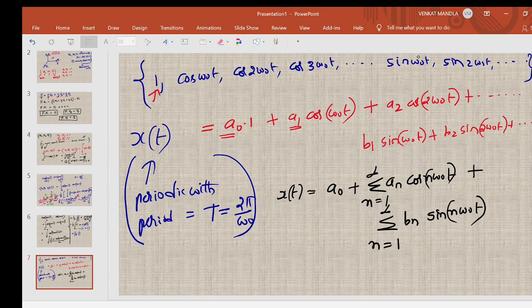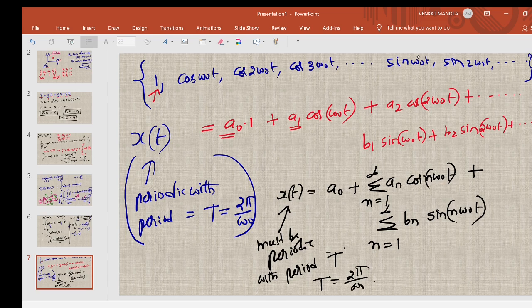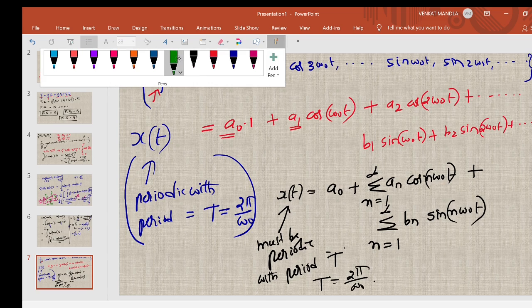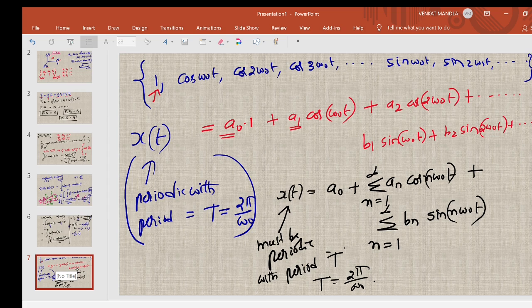This is called the Fourier series representation. The condition here is x of t must be periodic with period capital T, where T is 2 pi by omega naught. If I have a signal periodic with period 2 pi by omega naught, I can represent this x of t as a sum of these orthogonal signals. So cos omega naught t is one orthogonal signal, cos 2 omega naught t is one orthogonal signal, and so on. Sin omega naught t, sin 2 omega naught t, and so on, right?